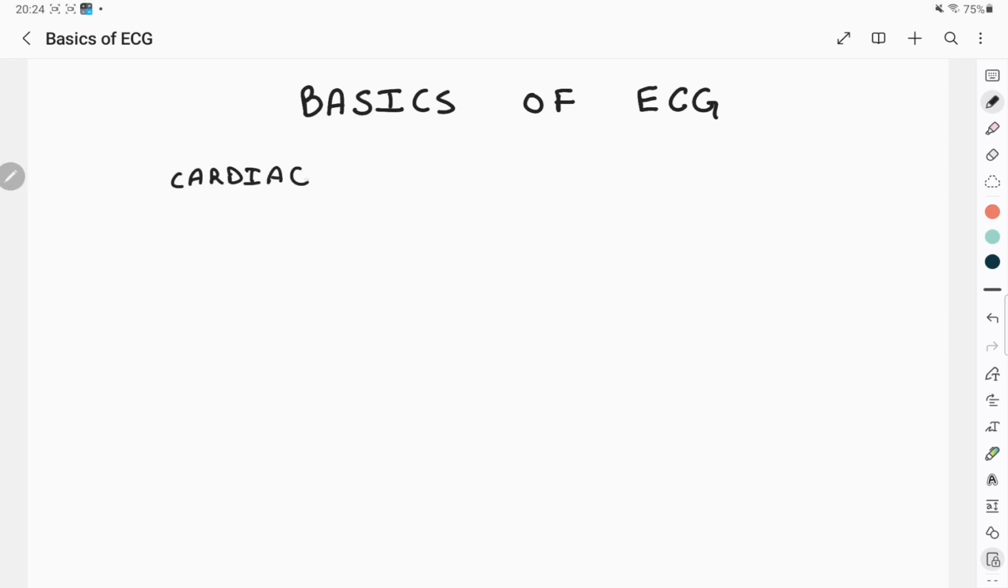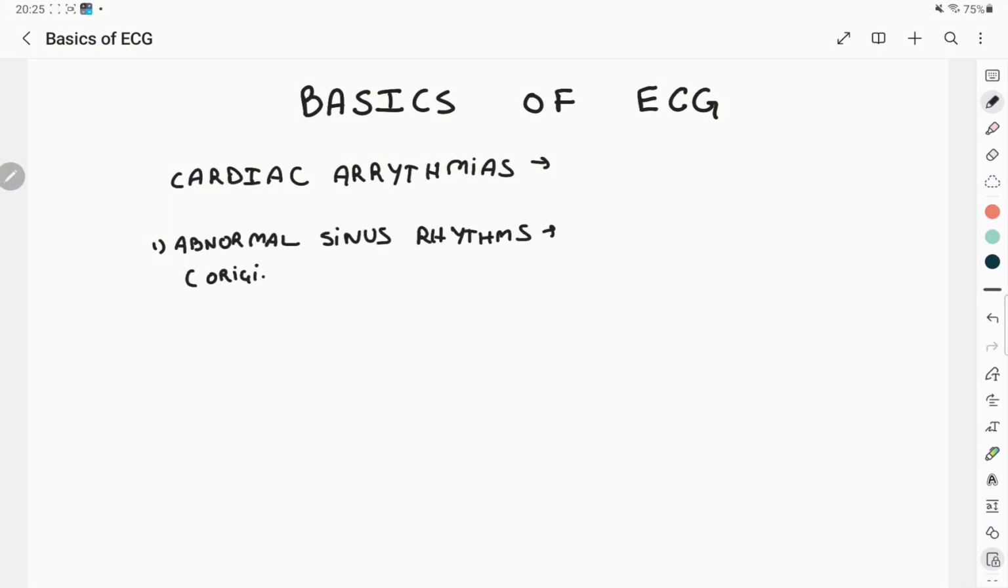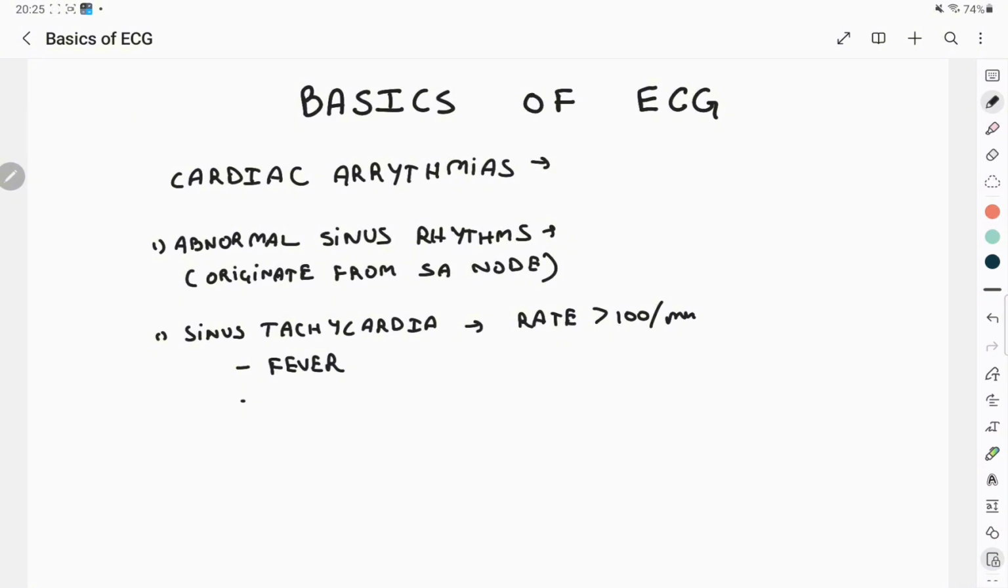Next, we will talk about cardiac arrhythmias, how and why the heart loses its rhythm, and how to spot these changes on an ECG. First are abnormal sinus rhythms. These arrhythmias originate in the normal pacemaker sinus node but run at abnormal speeds or irregular patterns. Sinus tachycardia is a resting heart rate of more than 100 beats per minute.